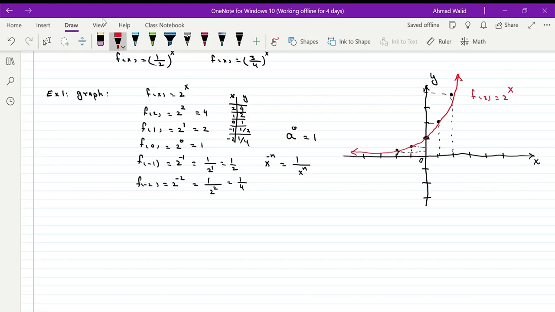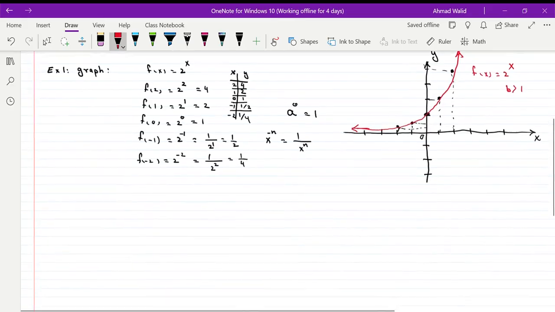You see, because your b is greater than 1 here, your graph is increasing. Or in your book, it's explained that the graph rises from the left to the right. Correct? And we call this type of function exponential growth or an increasing function. Correct? Let me do another example for you.